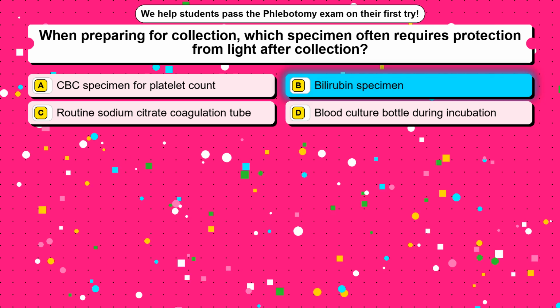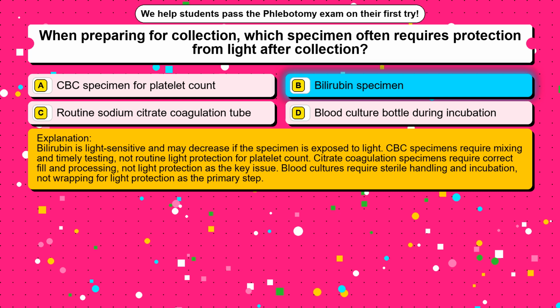The correct answer is option B. Bilirubin specimen. Bilirubin is light sensitive and may decrease if the specimen is exposed to light. CBC specimens require mixing and timely testing, not routine light protection for platelet count. Citrate coagulation specimens require correct fill and processing, not light protection as the key issue. Blood cultures require sterile handling and incubation, not wrapping for light protection as the primary step.